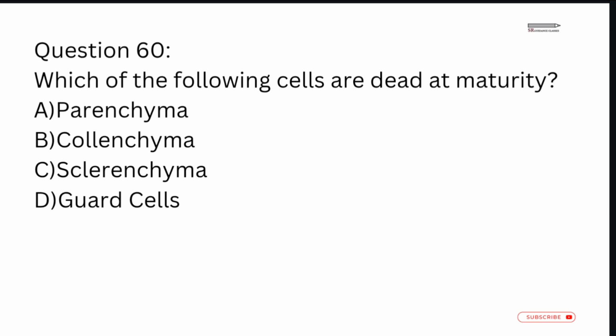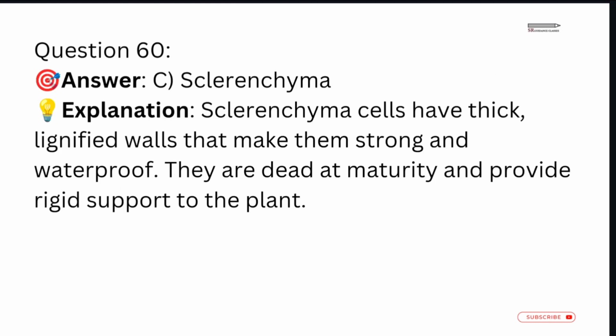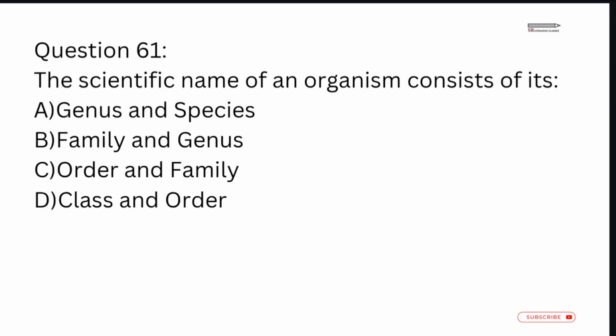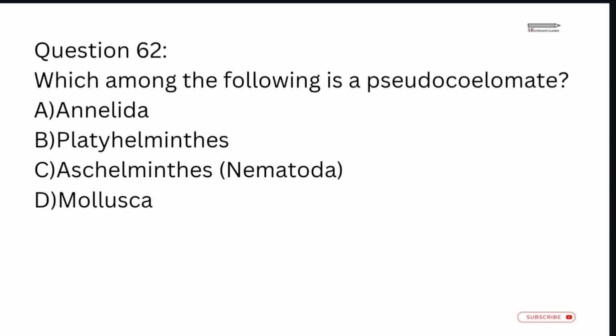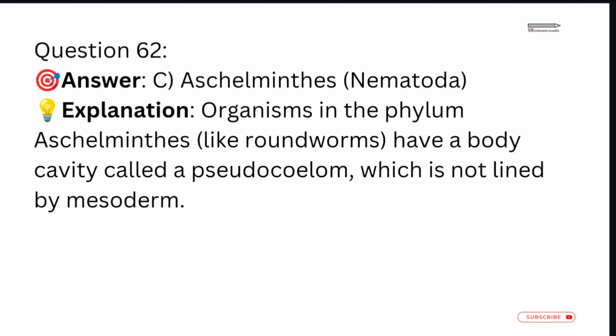Which of the following cells are dead at maturity? The answer is option C, sclerenchyma. The scientific name of an organism consists of its... The answer is option A, genus and species. Which of the following is a pseudocoelomate? The answer is option C, Aschelminthes or Nematoda.